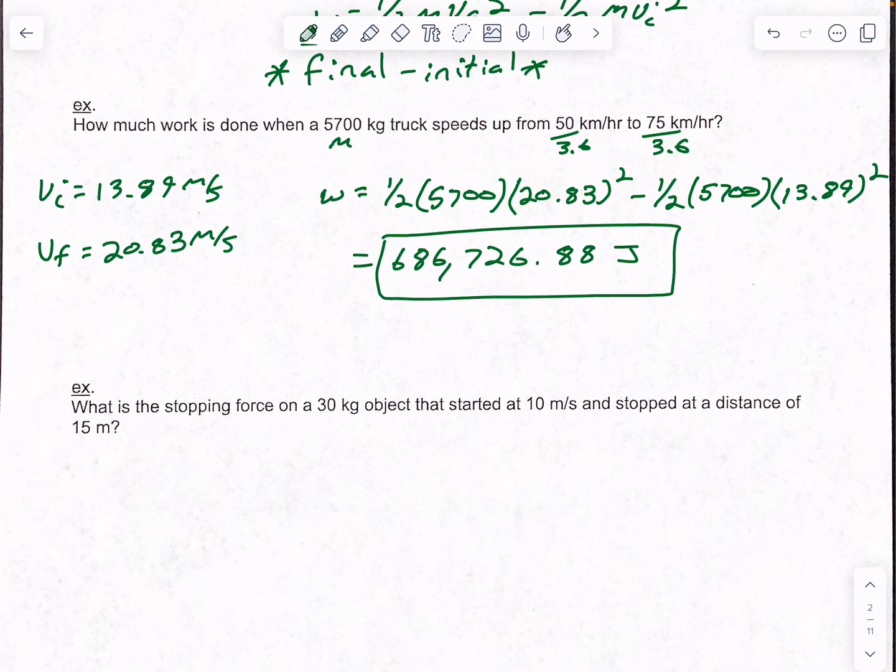Okay, what is the stopping force? So you're looking for a force on a 30 kilogram object. You have a mass that started at 10 meters per second, so that's VI, and stopped, so there's your VF, at a distance of 15 meters. So you have distance here.